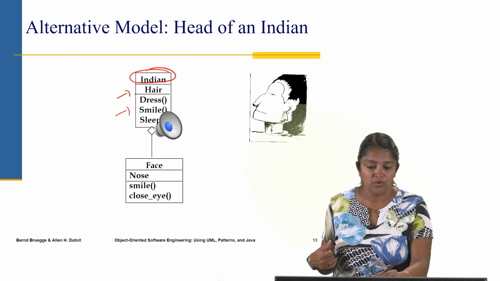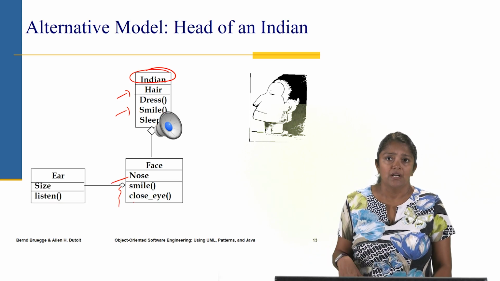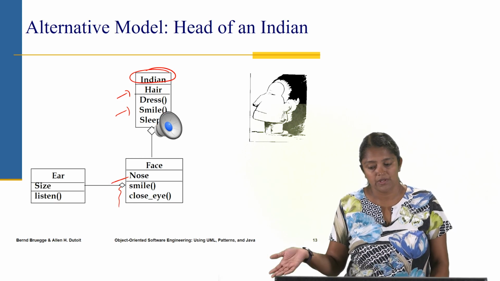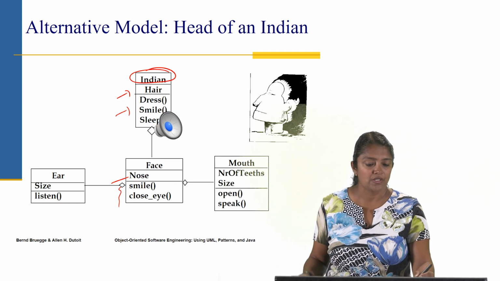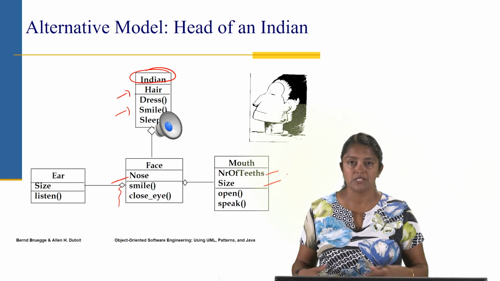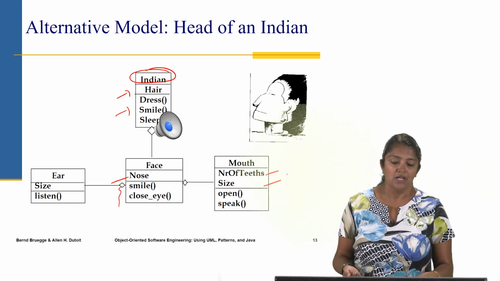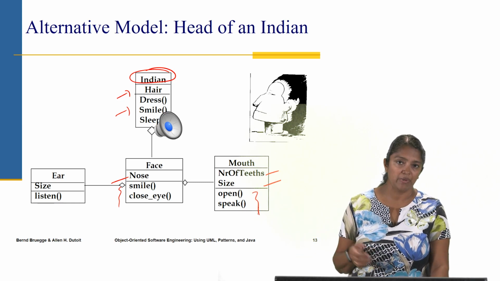The face has a nose, and then the ability to smile and close eyes. Then the face comprises of an ear, the size of the ear, and the ability to listen. Then the face also has a mouth. On the mouth, there are properties: number of teeth and size. And then the mouth can be open, and one can speak with it.